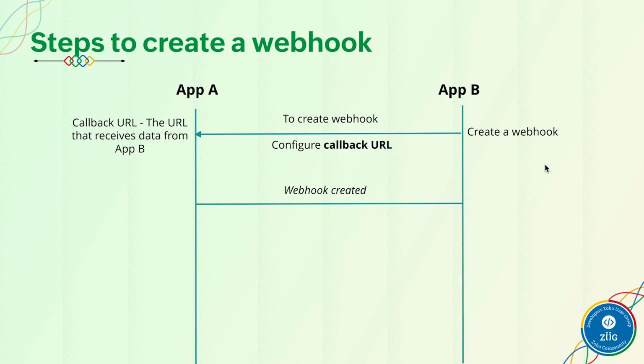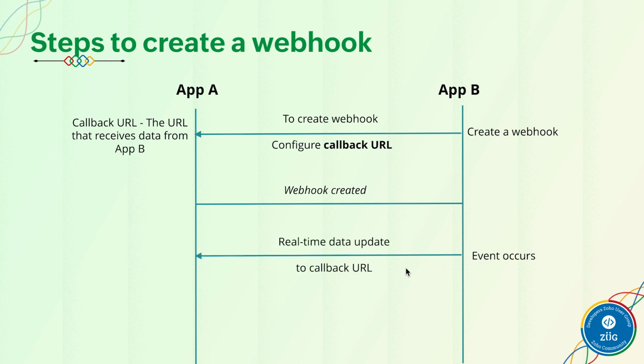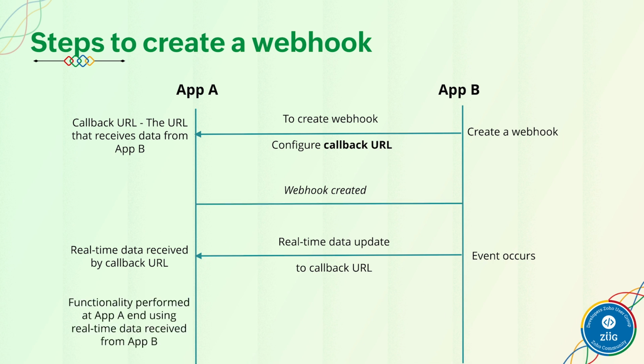So ideally, whenever the event occurs in app B, using the webhook feature, that real-time data will be automatically posted to the callback URL. So the callback URL will receive the real-time data. In application A, through the callback URL, that real-time data from app B will be received, and based on the real-time data that you're receiving from app B, whatever functionalities you want to perform as part of your application A can be done. So these are the general steps that are required to create a webhook in general.